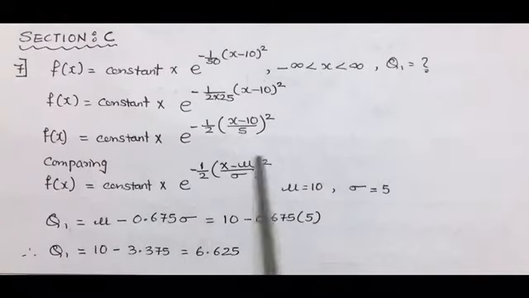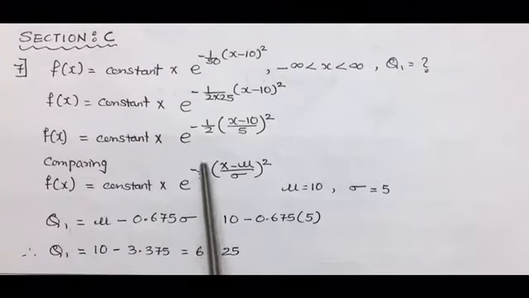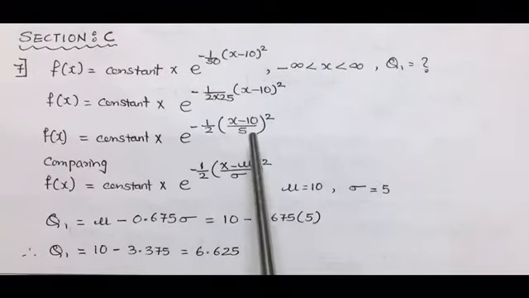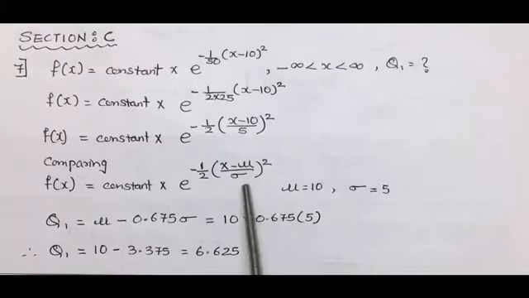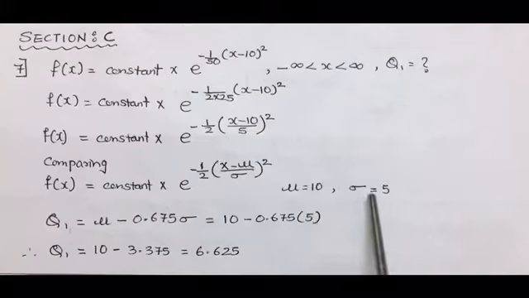Now comparing with the density function, f(x) is equal to constant into e raised to minus half ((x minus mu) upon sigma) square. Comparing these two statements, we get mu as 10, sigma as 5. Now the formula for Q1 is mu minus 0.675 sigma. Keeping the value of mu and sigma at their places and calculating, the value of the first quartile is 6.625.